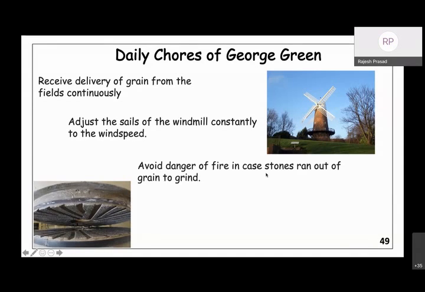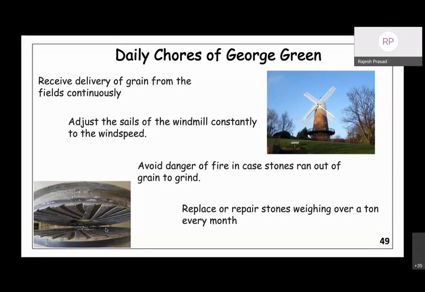Avoid danger of fire in case the stones run out of grain to grind. That's why he received the delivery of grain continuously. Heavy stones are grinding against each other, and if there is nothing to grind, they will grind against each other and spark and cause fire. Replace or repair stones weighing over a ton every month. Hard work. And this is the hard routine he was following.